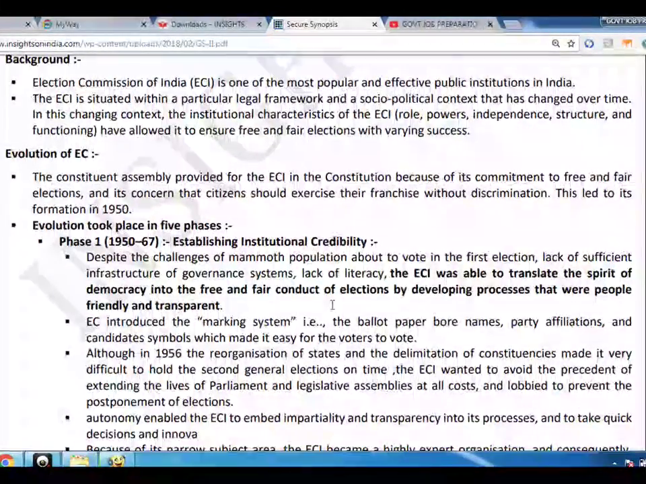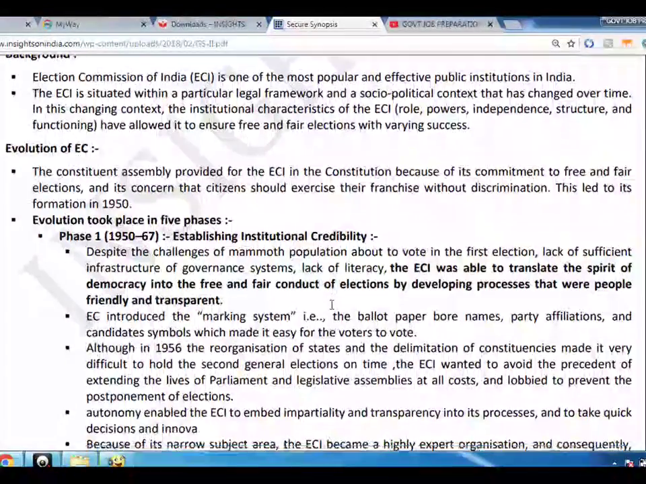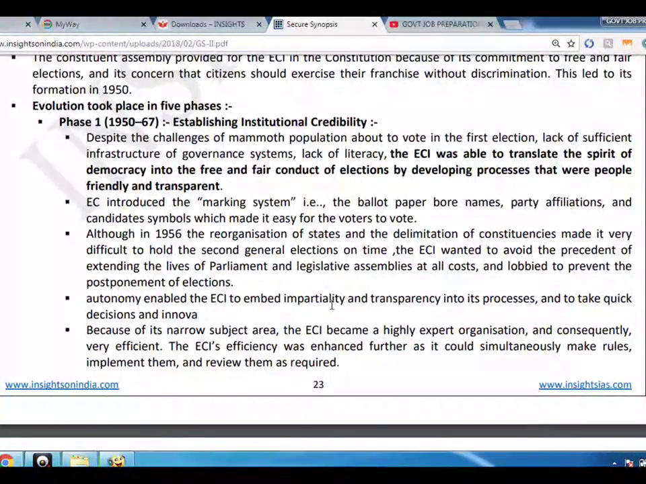Autonomy enabled the ECI to embed impartiality and transparency into its processes, and to take quick decisions and innovate. Because of its narrow subject area, the ECI became a highly expert organization, and consequently, very efficient. The ECI's efficiency was enhanced further as it could simultaneously make rules, implement them, and review them as required.